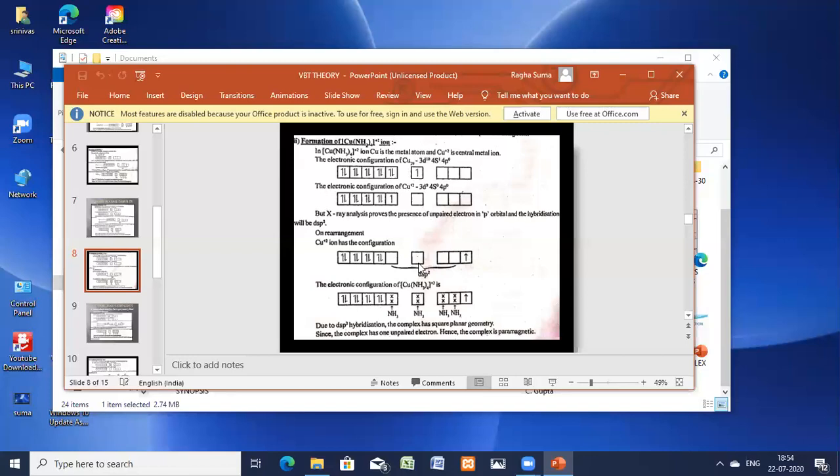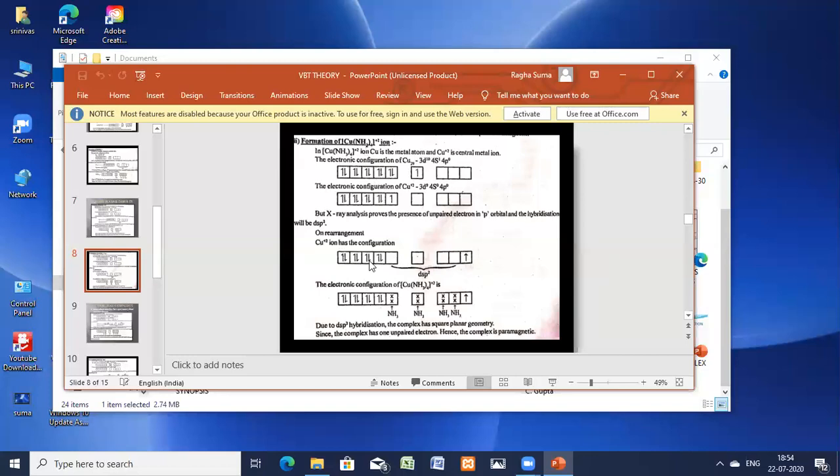dsp2 hybrid orbitals are arranged in the 4 corners of the central metal atom. The cupric ion is in the center and 4 dsp2 hybrid orbitals are arranged in the 4 corners. Now you are having 4 ammonia molecules.